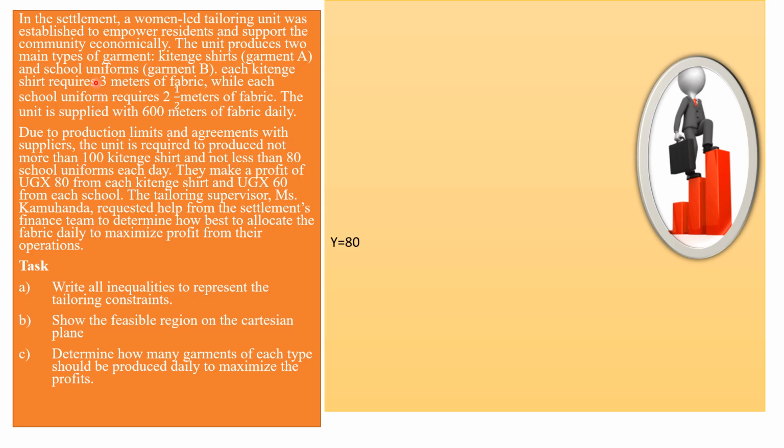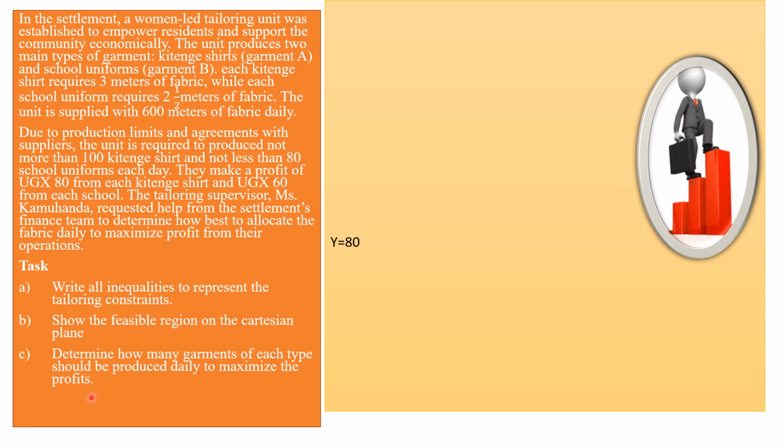Then here we have decided to break it down. Now here we are going to write the inequalities. Then later we will show the feasible region on the Cartesian plane. And then we determine how many garments of each type should be produced daily to maximize the profits.